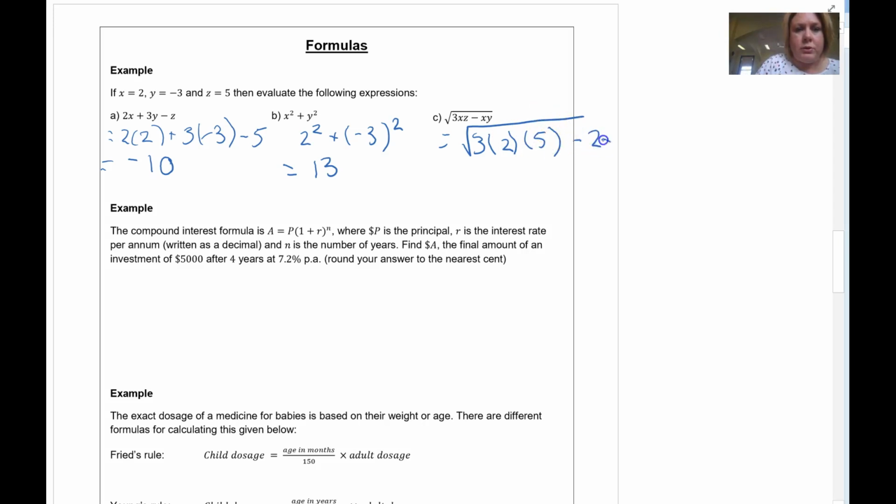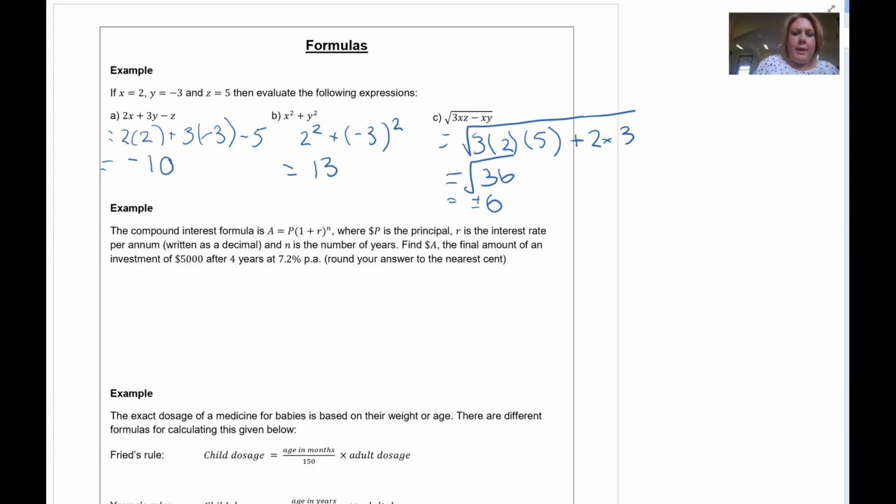minus 2 times -3. I'm going to change that to a plus because 2 minuses is a plus, and I'm going to just calculate that. Okay, the answer is plus or -6 because -6 times -6 gives me 36, and 6 times 6 gives me 36 as well. So whenever we square root, it's the plus or minus.